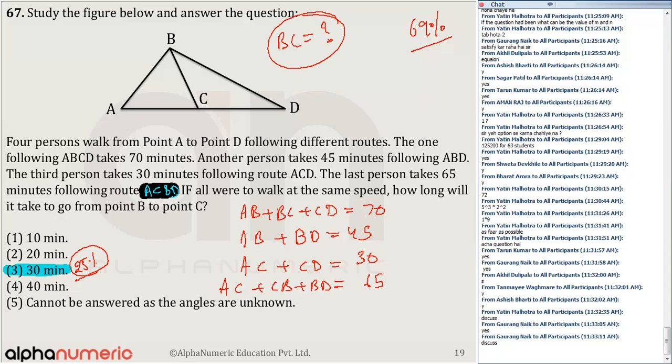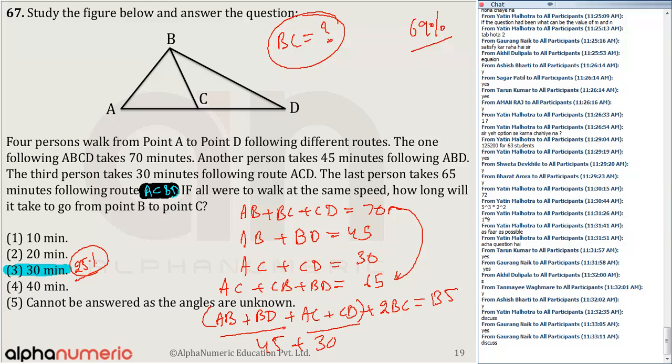Okay. Add the first and the last equation. So if you add the first and the last equation, what will you get here? Tell me. If I add these two, BC is coming twice, right? So I'll get AB plus BD plus AC plus CD plus twice of BC is equal to 135. Okay. And AB plus BD is 45, AC plus CD is equal to 30. So 45 plus 30 plus twice of BC is equal to 135. So you get the value of BC, which is 30.